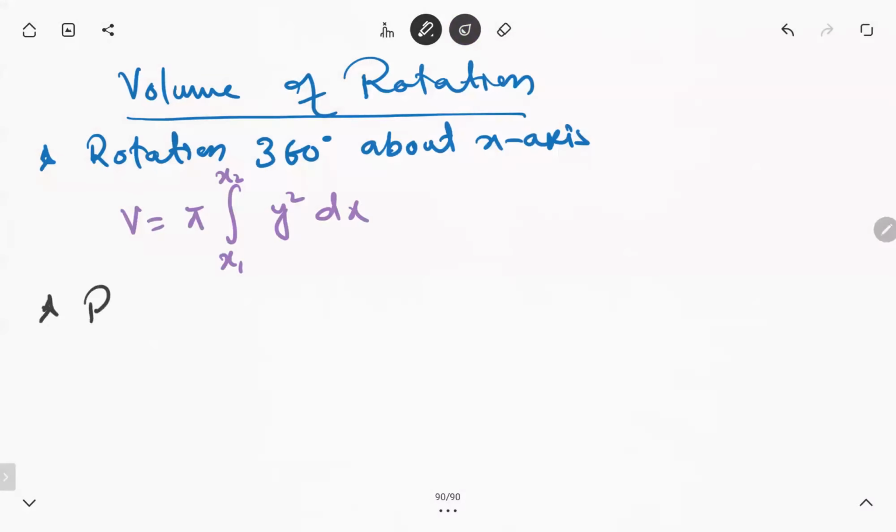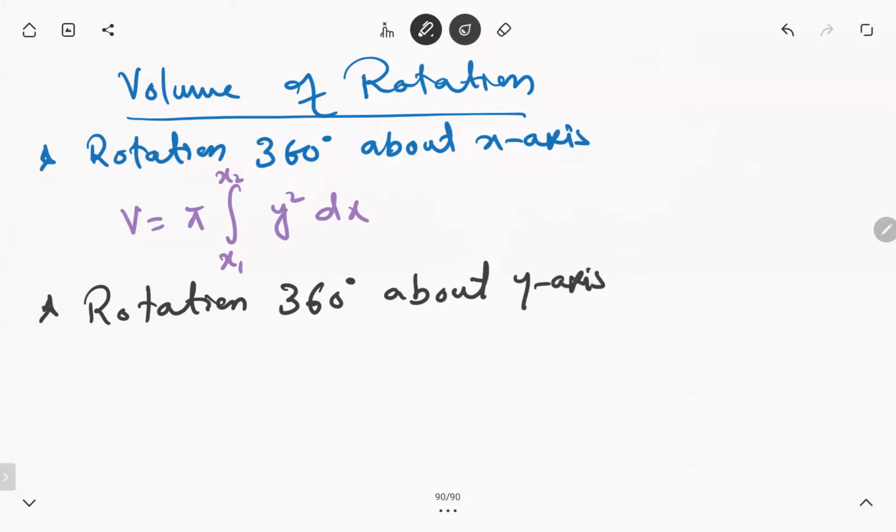And if it is rotation of 360 degrees about the y-axis, then the formula for volume will be pi, integral from y1 to y2, of x squared dy. These are the two formulas you need to remember, and we will see now how to use them and where to use them, how to find the volume.